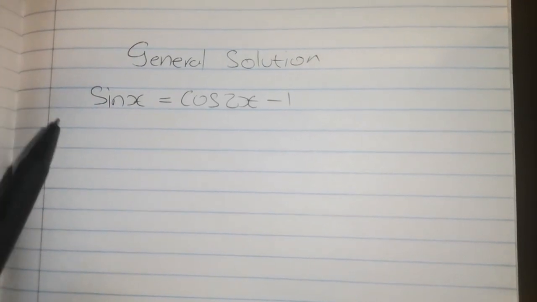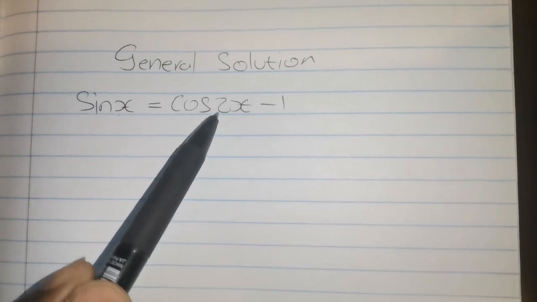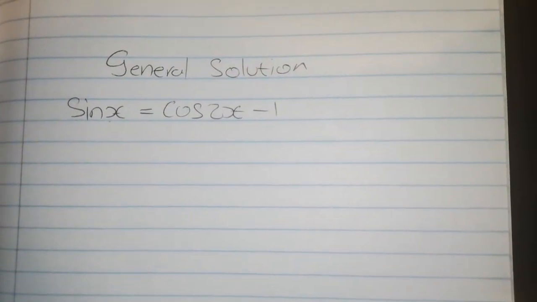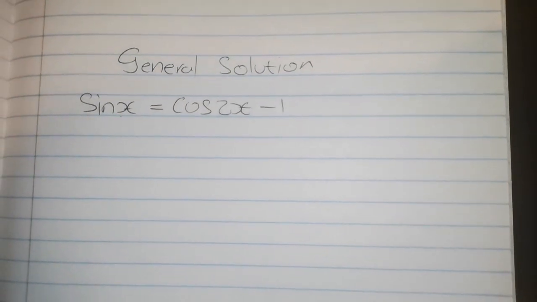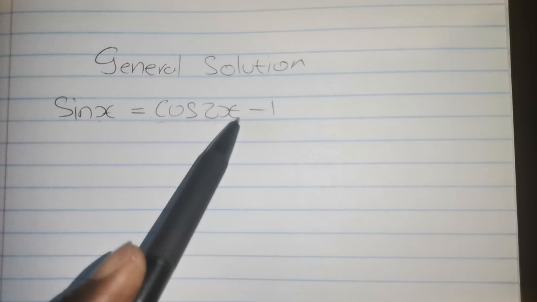So guys, the general solution: we have sine x is equal to cos 2x minus 1. Find the general solution for this equation. Now, first things first, how do we deal with cos 2x?